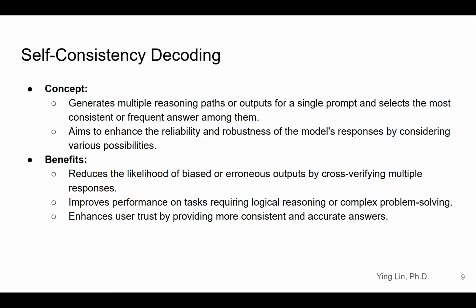So self-consistency decoding reduces randomness in responses by filtering out less consistent answers. In math problem solving, AI runs multiple calculations and selects the most recurring correct solution. By generating multiple answers and cross-referencing them, the model can detect and avoid erroneous or biased outputs. And it's particularly useful for multi-step reasoning tasks, such as programming, legal analysis, or strategic decision-making.